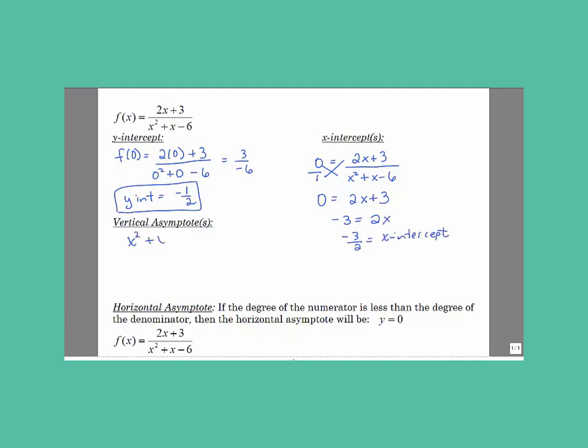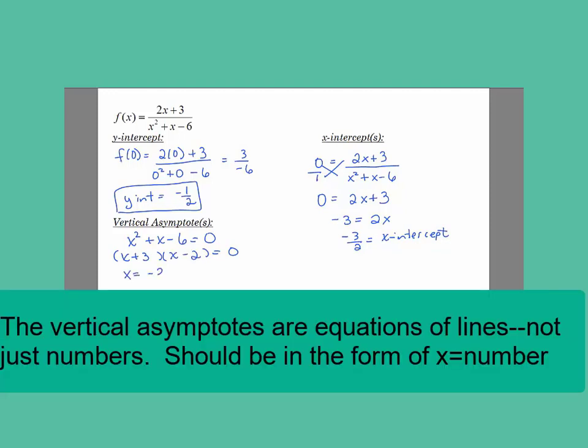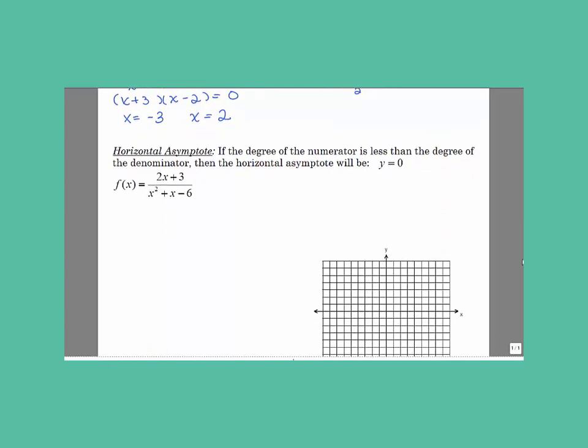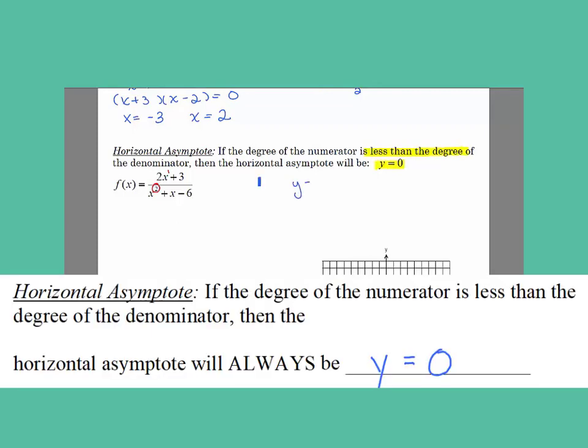The next step is to find the vertical asymptotes. We find these by setting the denominator equal to 0. This time we have to factor. We get 2 vertical asymptotes. The next step is to find the horizontal asymptote. We find this asymptote by comparing the degree of the numerator to the degree of the denominator. The degree of the numerator is 1 and the degree of the denominator is 2. When the degree of the numerator is less than the degree of the denominator, the horizontal asymptote will always be y equal to 0.